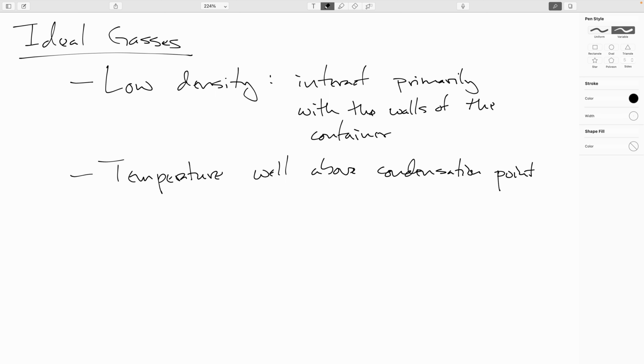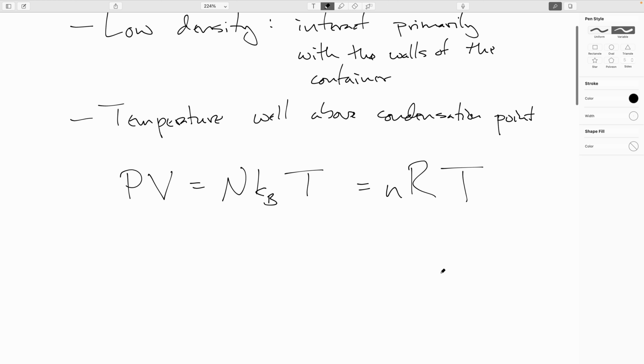So for now, we'll state but not prove the ideal gas law. If we have this kind of a gas, it is the case that the product of the pressure and the volume of the gas is equal to the number of particles times Boltzmann's constant times the absolute temperature. Now, in chemistry classes, you will probably have seen this as the number of moles times the ideal gas constant times the temperature. Both are perfectly fine.